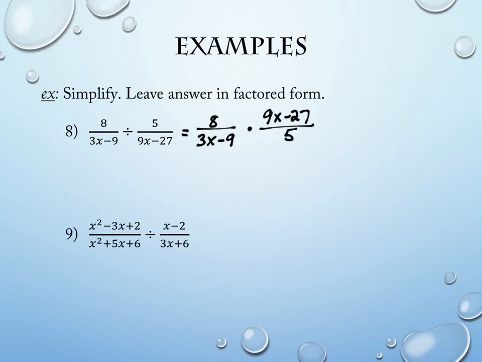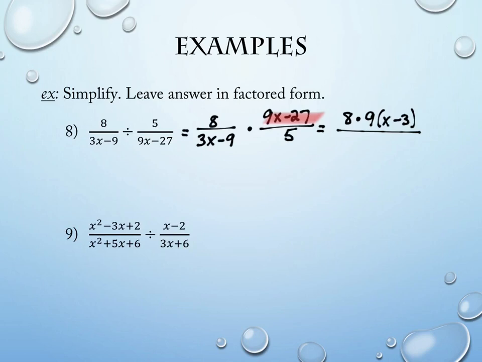So, in the first one, I have an 8 on top, and then times. So how about that 9x minus 27? What do they have in common? A 3. Bigger. They do have a 3 in common, but there's something bigger. A 9, actually, right? Okay, so I actually have a 9 in common. 9x would be x, and 27 would be minus 3. Is everybody okay with that? Remember, we're looking for the biggest thing they have in common.